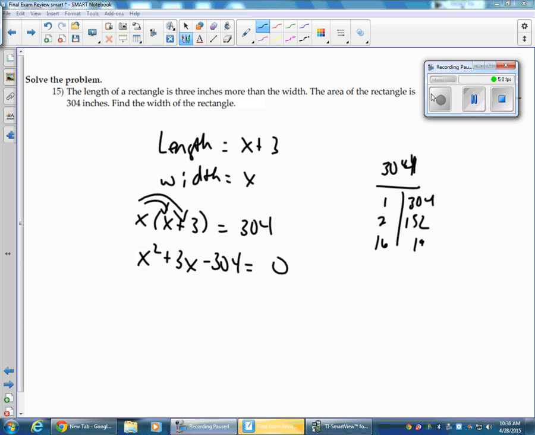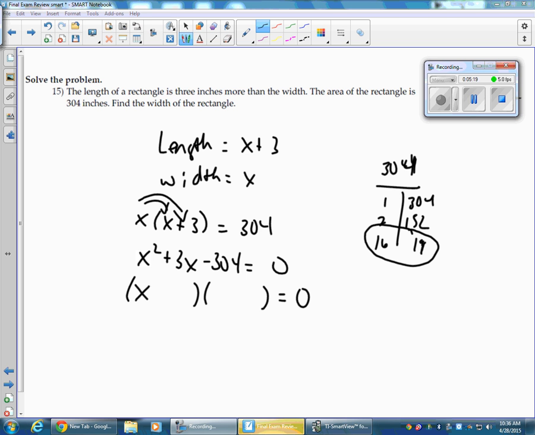All right, if I check all the factors of 304, I started with some larger numbers and I found 16 and 19. What will happen is they have a difference of 3, which is that middle term. Now, if you have trouble with factoring, you're always welcome to use the quadratic formula to solve this.